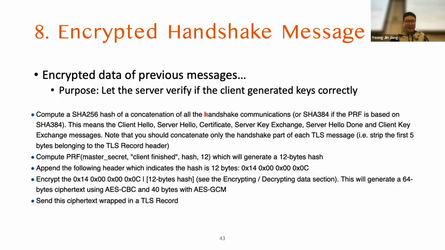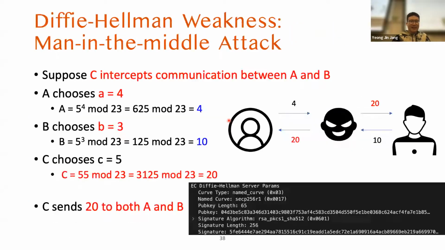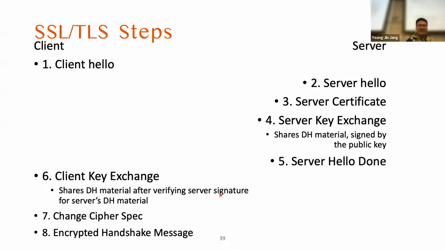To do that, it computes a SHA-256 hash of the concatenation of all the handshake messages. What that means is, when creating message number 8, we collect all the packet data of messages 1 to 7 and hash it. It will include the client random, server random, and the cipher suite that has been chosen. So the entire message will be hashed.